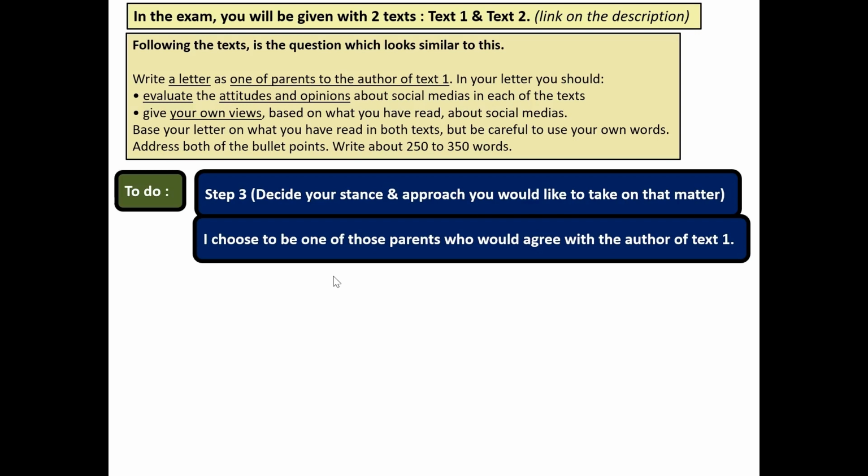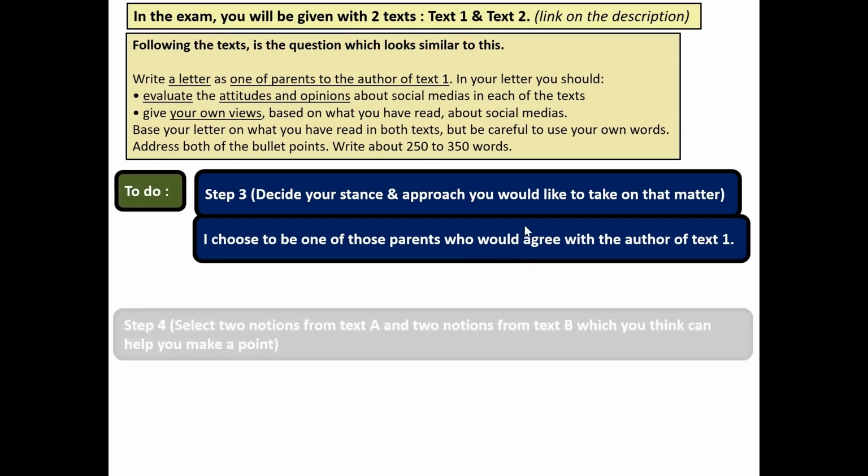The point is you will think about it from your perspective, but you pretend to be one of those parents out there. Okay? Right. So it is okay for you, for example, if your position is you choose to be one of those parents who are open-minded and fully support the use of social medias. That is okay, right? As long as you can provide reasons and explanation.